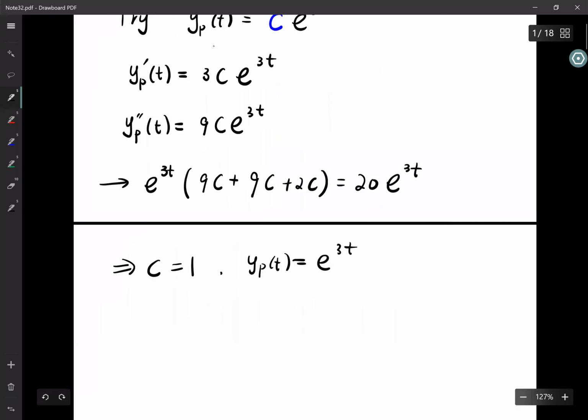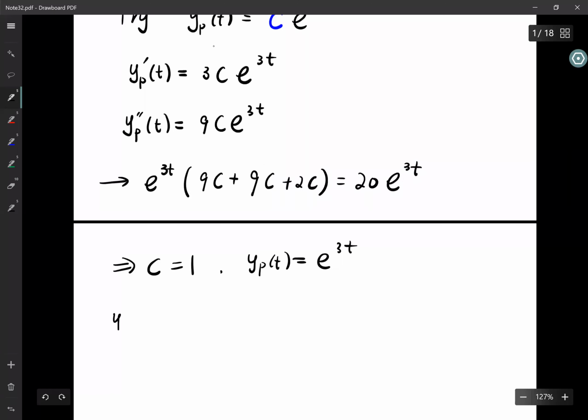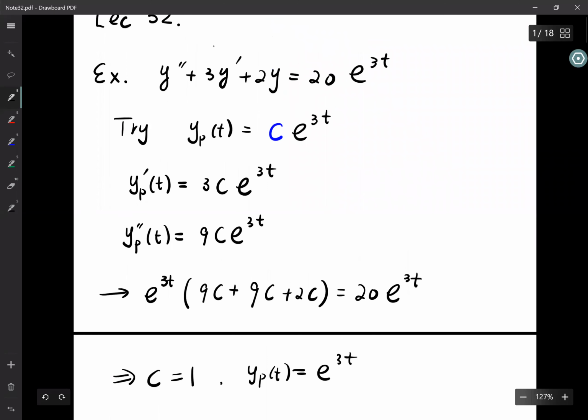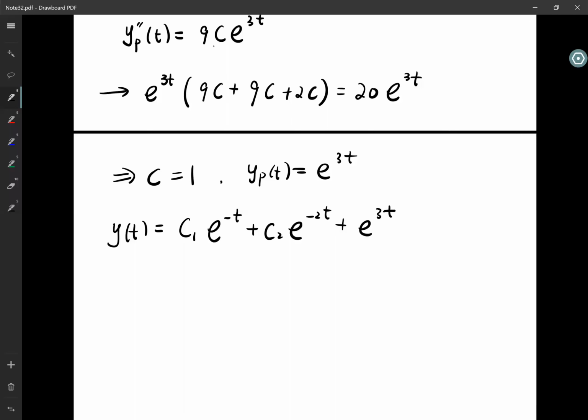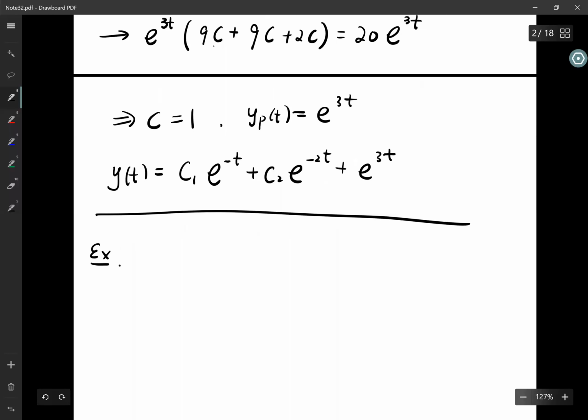Now that we have found a particular solution, the general solution would look like, so let's see. This one, you can factorize to be (r + 1)(r + 2). And therefore, this is c1 exponential minus t, plus c2 exponential minus 2t, and then plus yp(t), this particular solution. Any question? Okay, so looks really simple and straightforward.